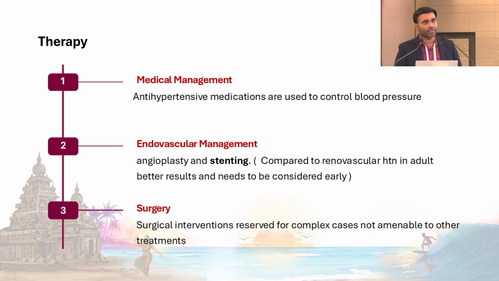So it's always medical management first. In adults, we start medical management and go up to step 4, per the JNC 7 guidelines. In pediatrics, at step 2 itself, we'll try to revascularize the kidney, because reversibility is better in the early stage for revascularization of the kidney compared to the adult population.